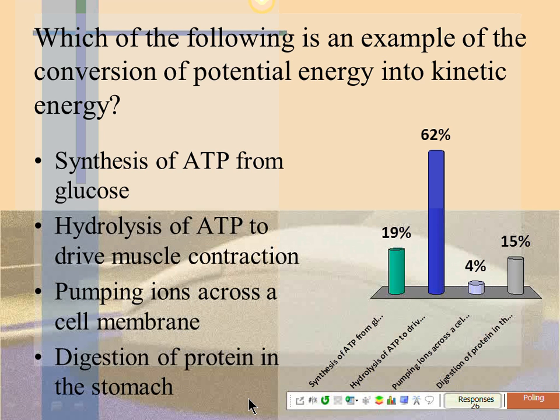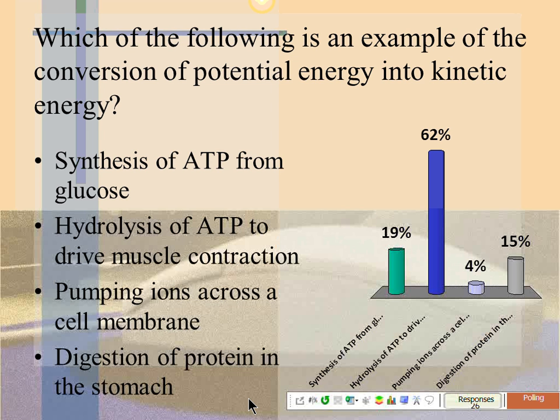Okay, very good. 62% got it right. Let's see why that's the right answer and why the other ones are not. Synthesis of ATP from glucose: see, work is being done. It's not that something was stored and then brought about and converted from potential to kinetic. In this, it's kinetic energy all the way through. You're synthesizing something. Remember I said pushing something like this? You're doing work all the time. So this is an example of kinetic energy.